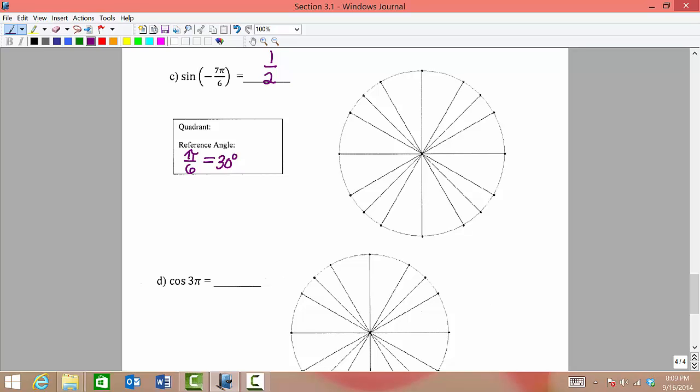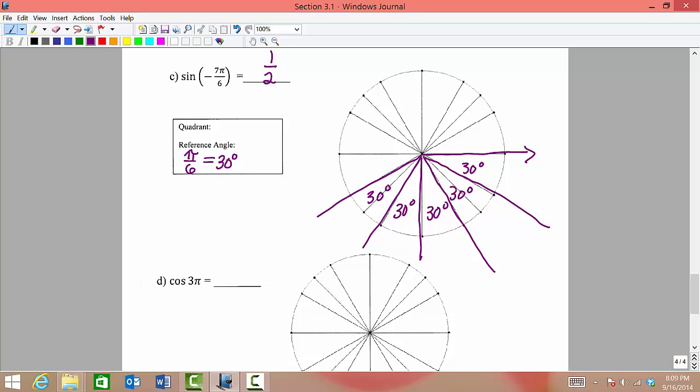Now we don't know if we have a positive or negative, and that depends upon what quadrant we're located in. So let's look at negative 7 pi over 6 and see what quadrant we're in. We're going to put our angle in standard position. We're going to go pi over 6, or 30-degree segments, and I need to go 7 of those in the clockwise direction. So here is a segment of 30 degrees. There's one of those. Here's another segment of 30 degrees. There's 2 of those, 3, 4, 5, 6, and 7.